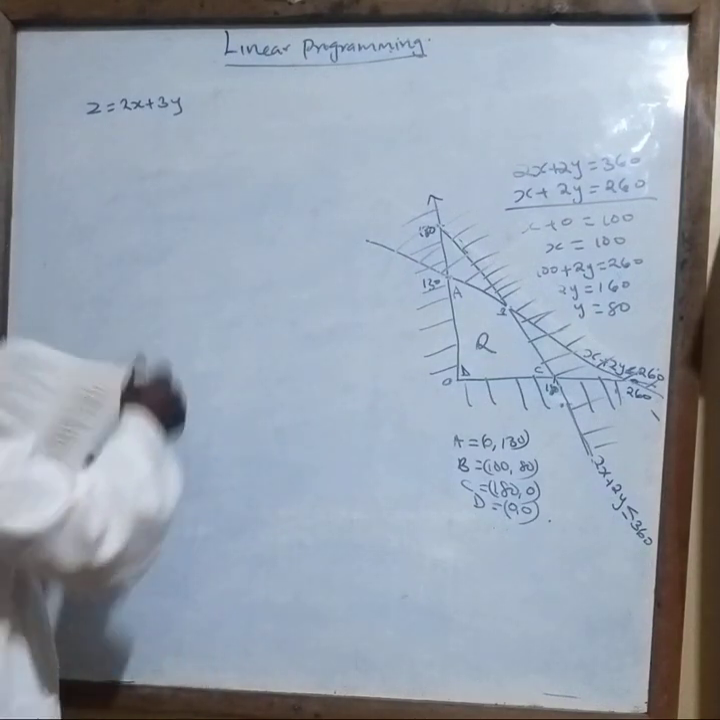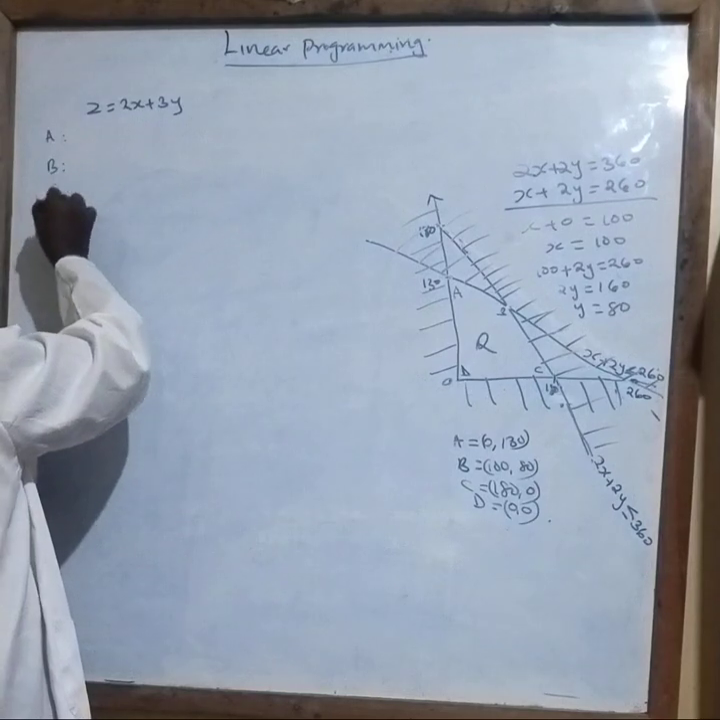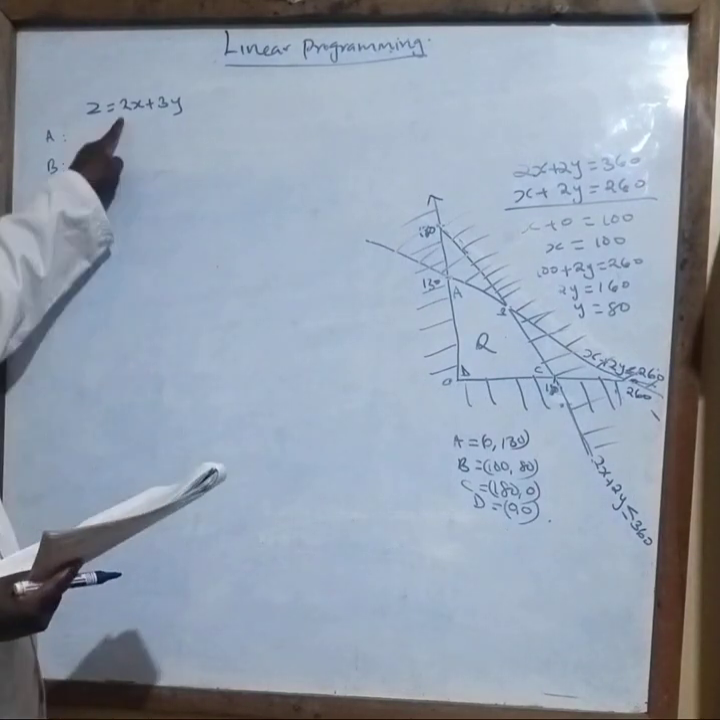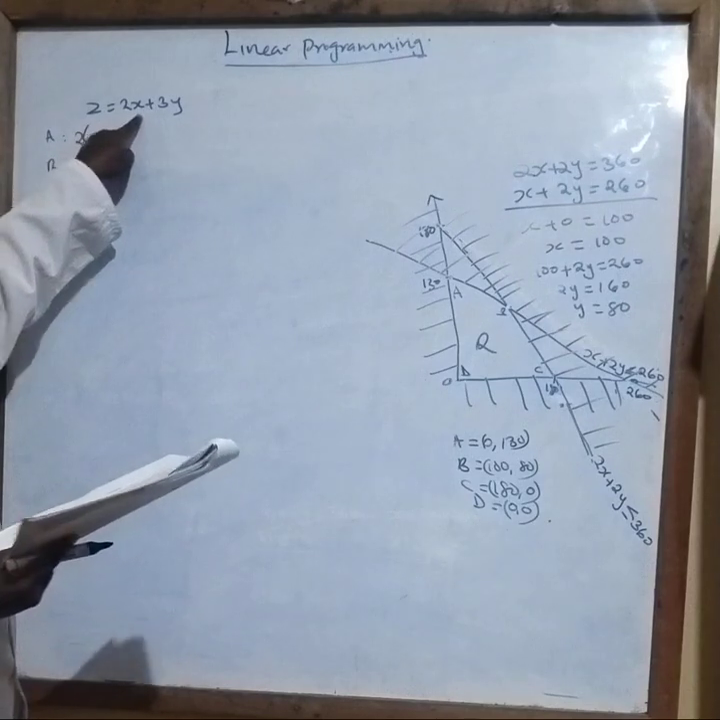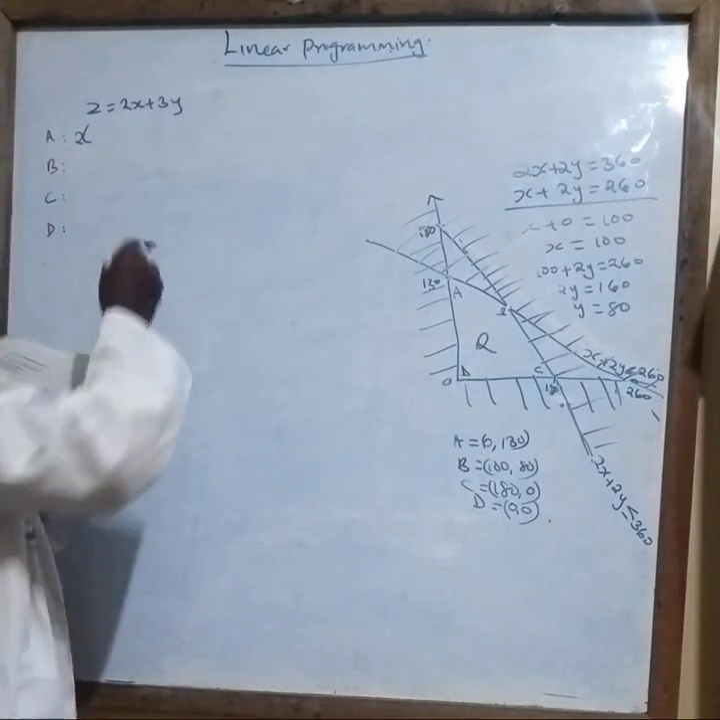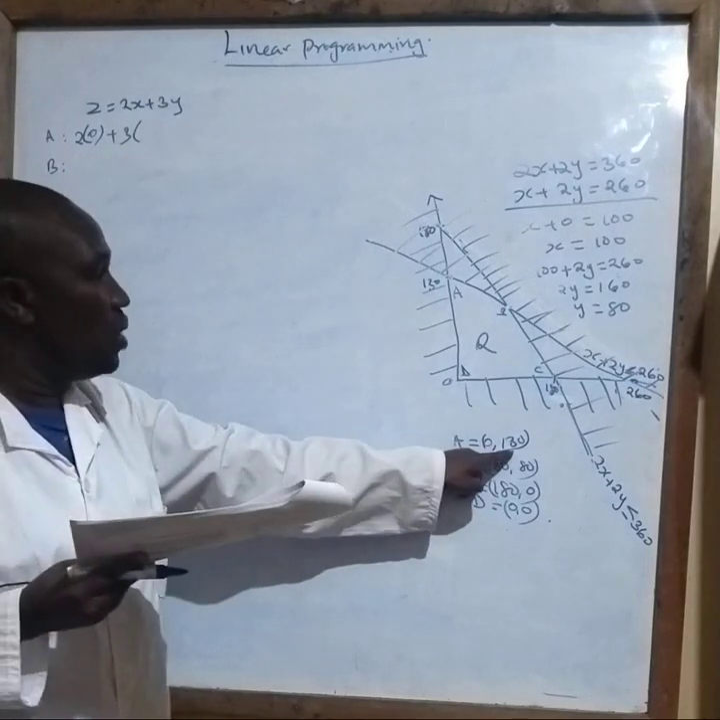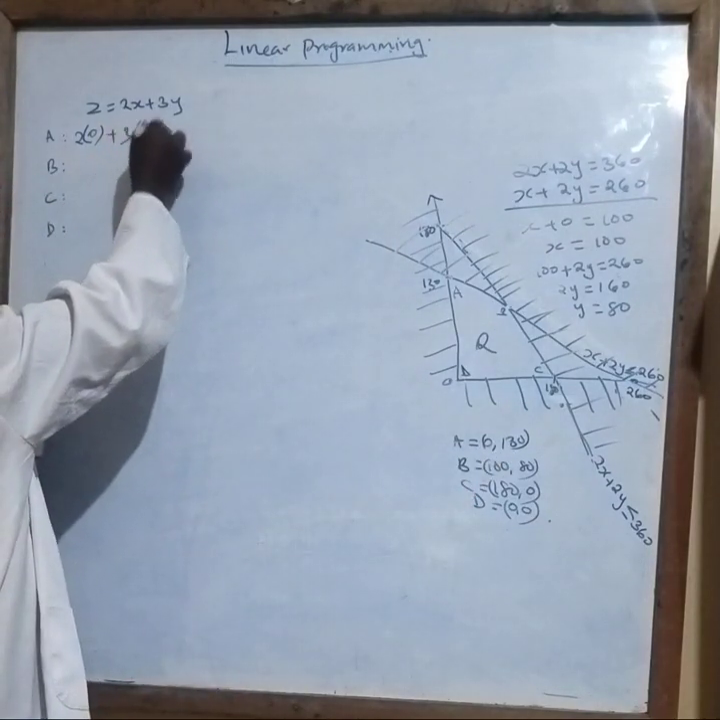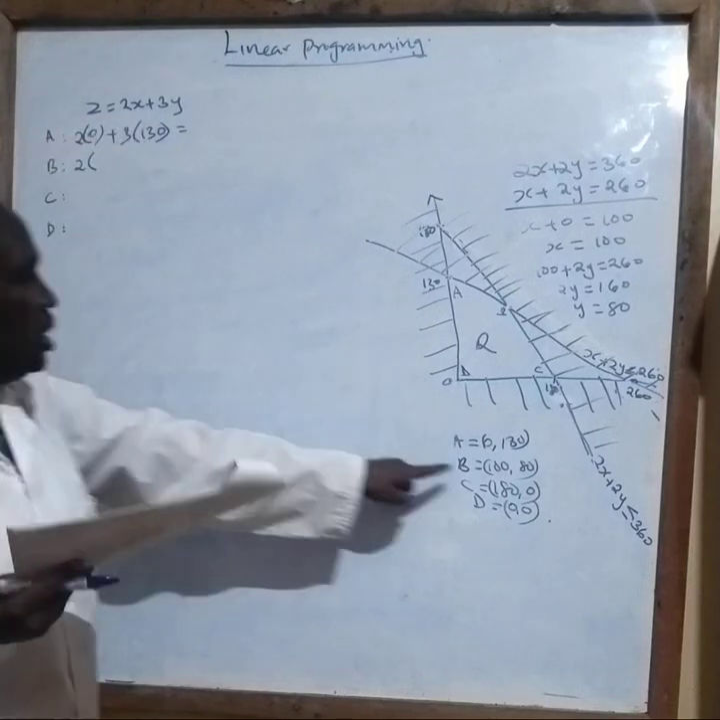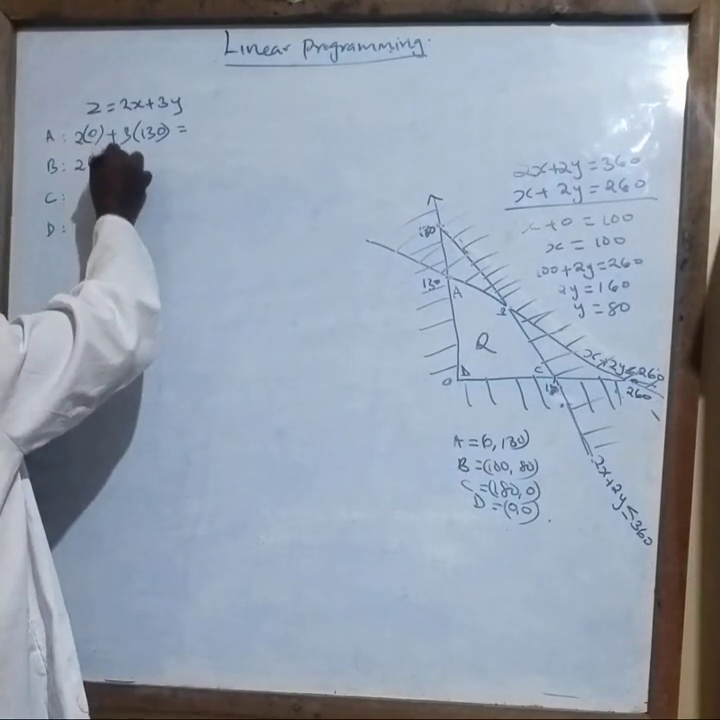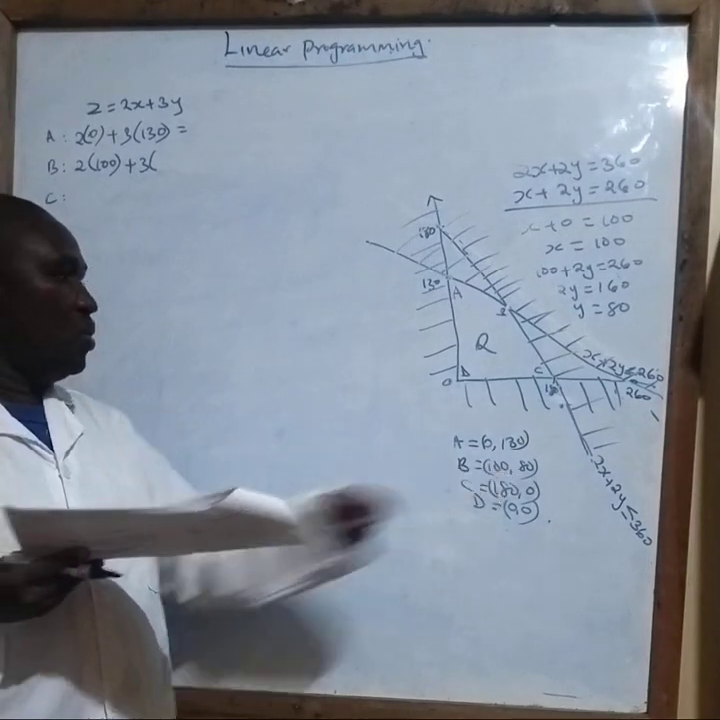Correct? Now from here, we say, if I substitute point A, point B, point C, and point D, what will be the answer? I put the equation here, 2 times x for point A. X is 0. Then you say plus 3 into y. In this case, it is 130. Then you get your answer. B will be 2 into x. In this case, for B, x is 100. You put here your 100. You say plus 3 into y, y is 80 here.